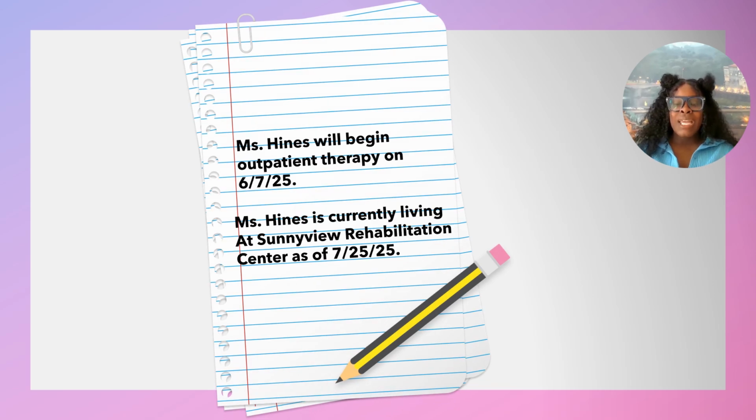"Ms. Hines will begin outpatient therapy on 6/7/2025." The next documentation states that Ms. Hines is currently living at Sunnyview Rehabilitation Center as of 7/25/25. We don't know what happened here. If the case manager had actually documented what happened in between, it would give us an idea of why Ms. Hines went from outpatient therapy to a rehabilitation center.